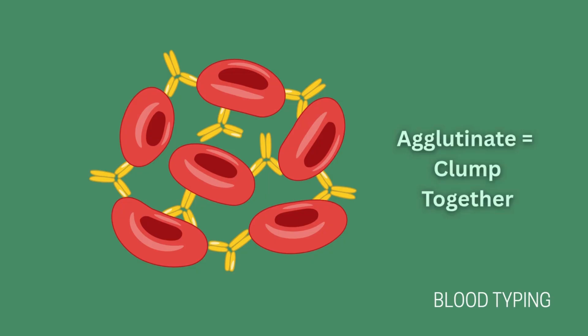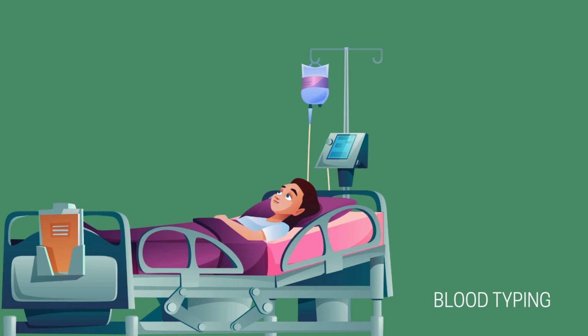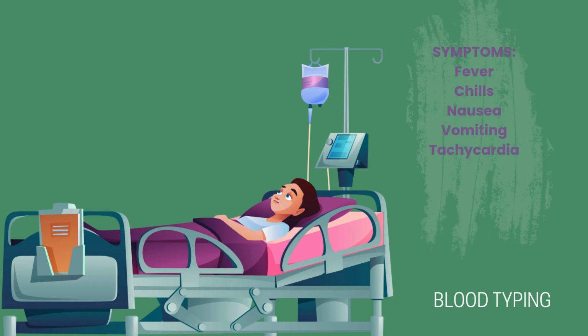If you give someone a mismatching blood type, you may cause the patient's blood to agglutinate or clump together and start to undergo hemolysis, meaning the red blood cells start to break apart. This becomes a life-threatening medical emergency for your patient. The patient may experience fever, chills, nausea, vomiting, tachycardia, and hypotension and shock. This often happens within the first hour of the blood transfusion.